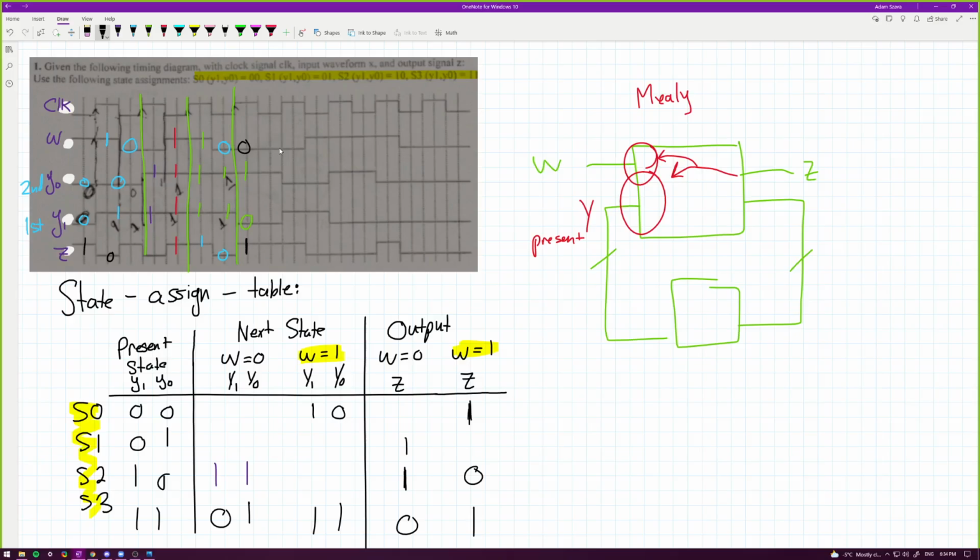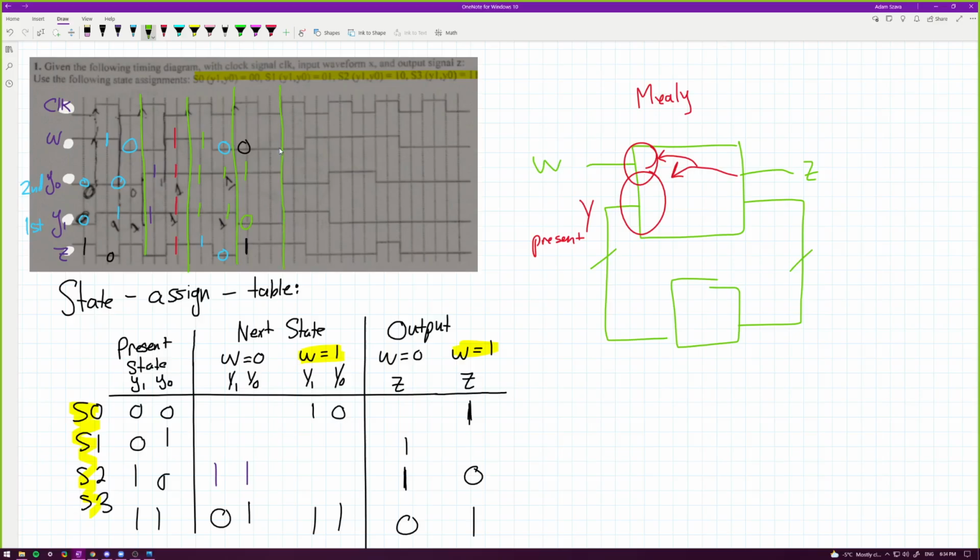So really, we're just taking it step by step here. That's all it is. Nothing changes. The input doesn't change between this clock, so nothing changes at all until the next clock. So then from here, we can take a look at the next one.